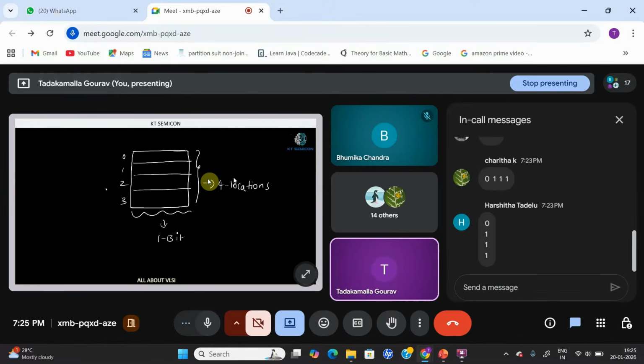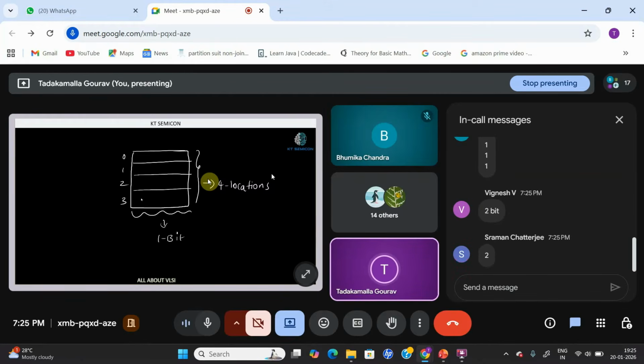Now, for accessing my 4 locations, what do you think the number of address bits I need to have? What should be the width of your address to access 4 locations? That is my question. Can anyone answer this? I need responses from each and every one. Let's keep the session interactive so that you will not feel bored.